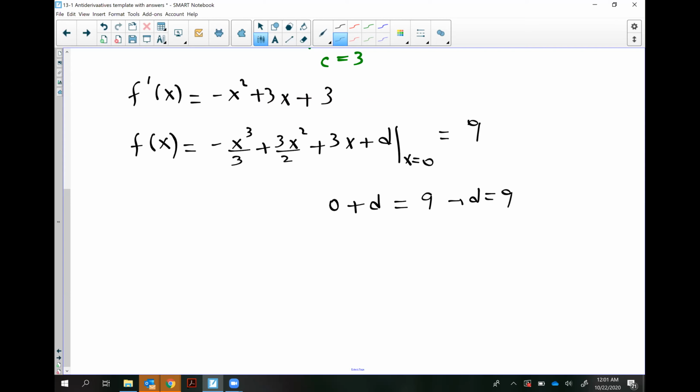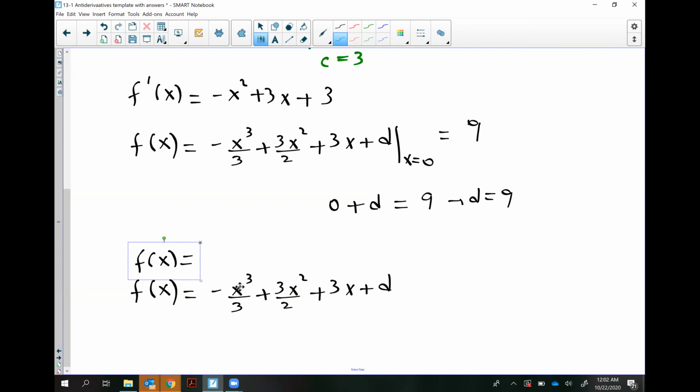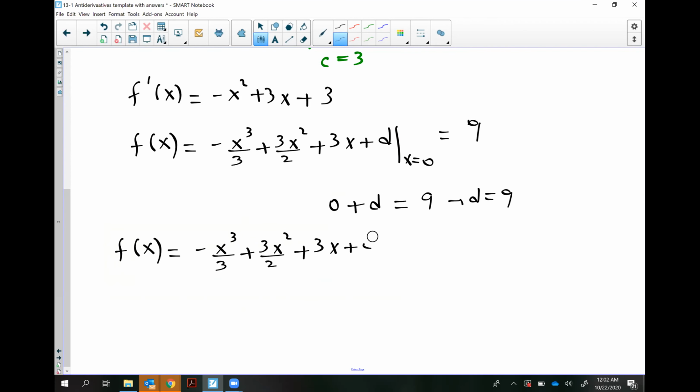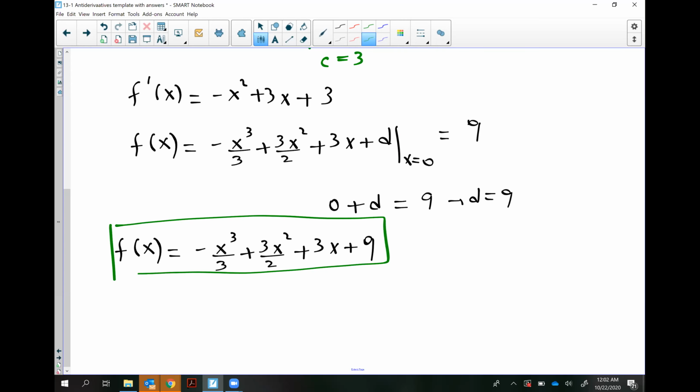And with that, I can rewrite the function f of x. All I'm going to do is take it from this step and plug in what the value of d is. And since d is equal to 9, all I need to do is erase the d and put the 9 in there. So that is going to be the final answer. So in this question, they gave us a second derivative and they asked us for the original function. And with some additional information, we were able to do that. And we were able to determine any constants that arise from the anti-differentiation process.